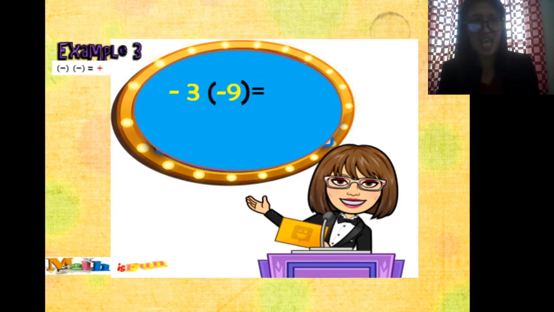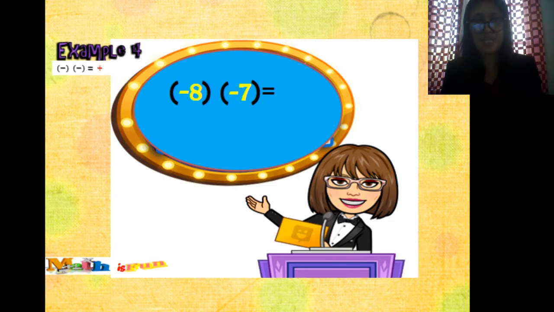Example number 3. Negative 3 times negative 9. Those integers are both negative. So, by applying our rule number 1, the product is positive 27. Example number 4. Negative 8 times negative 7. Both are negative. So, the product is positive 56. I hope that you understood our rule number 1.